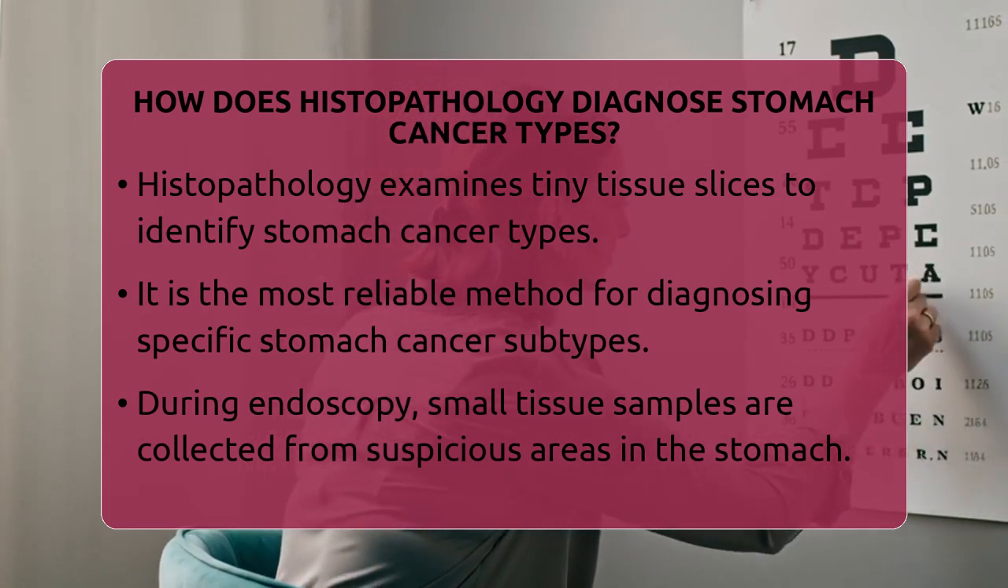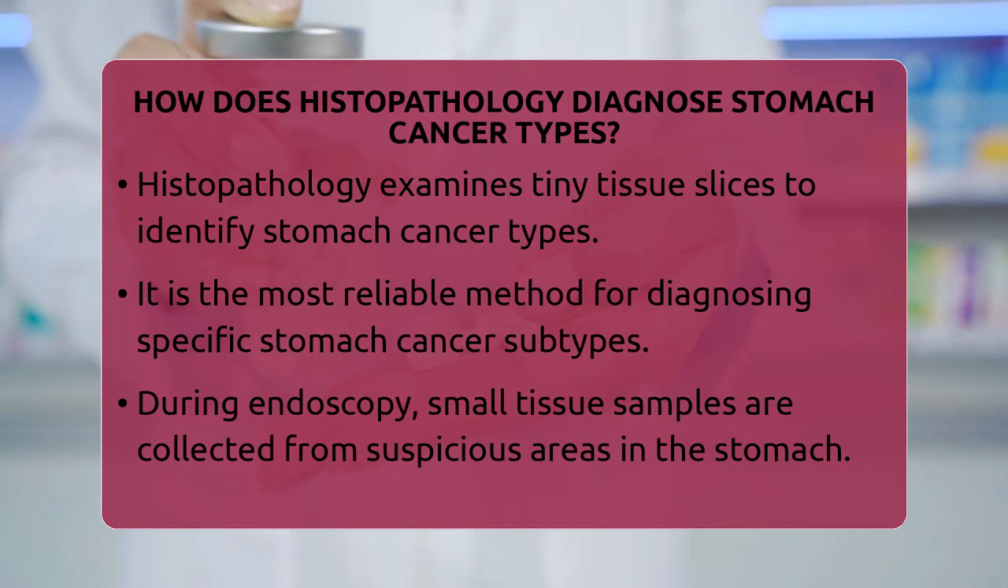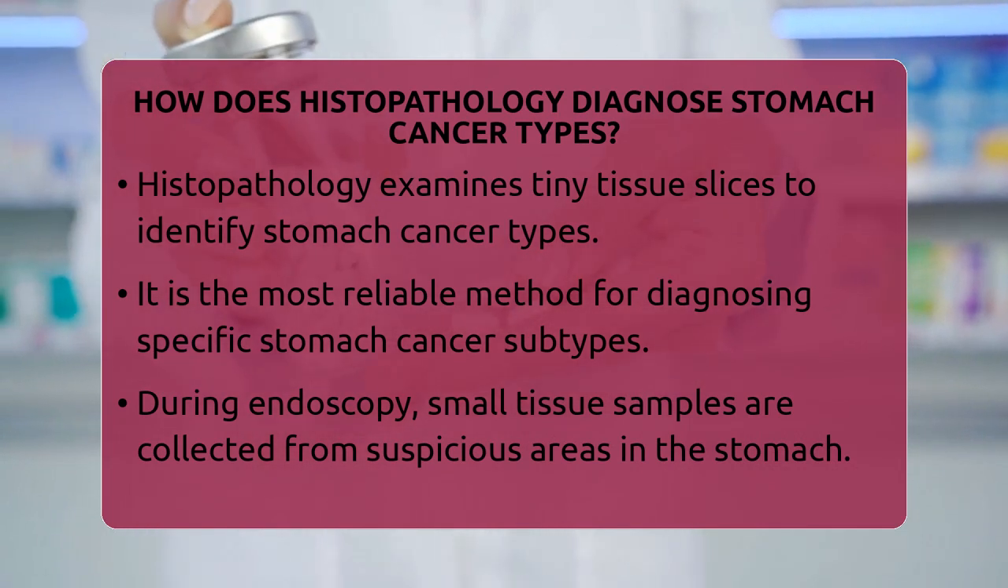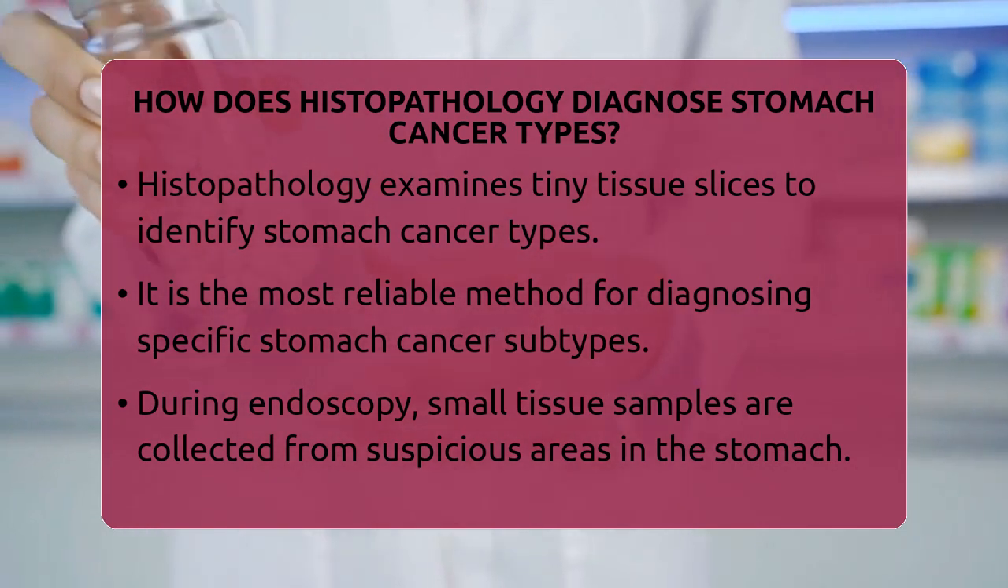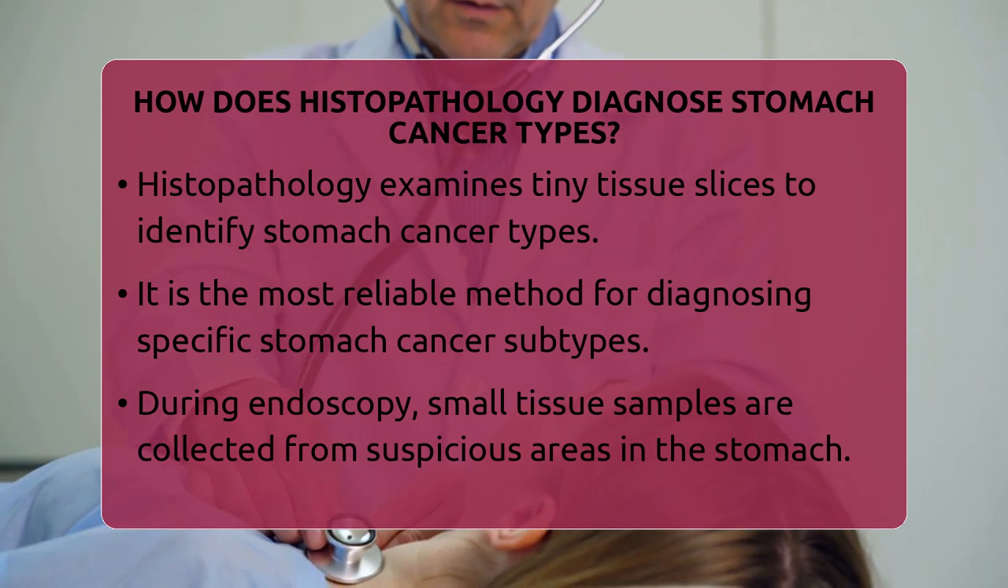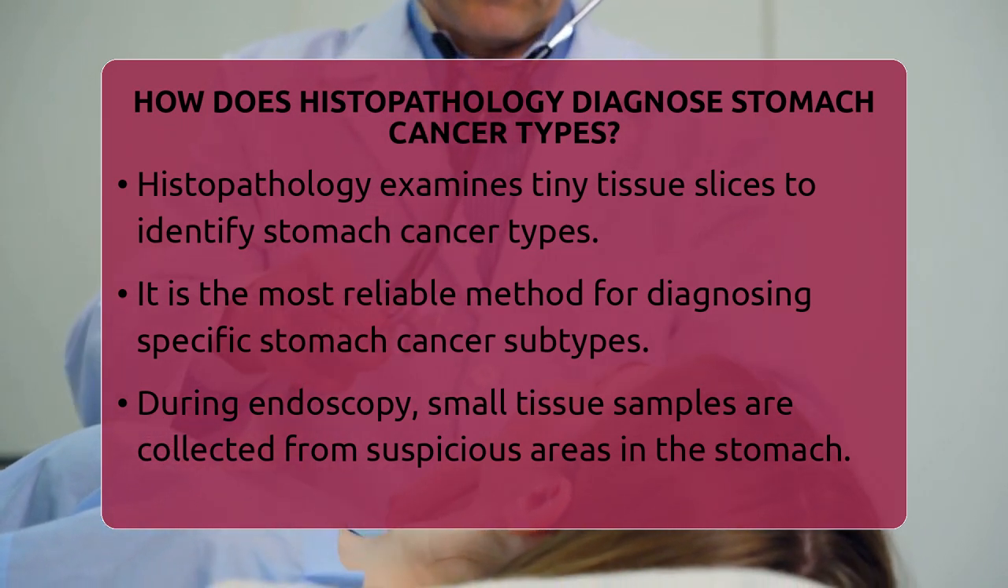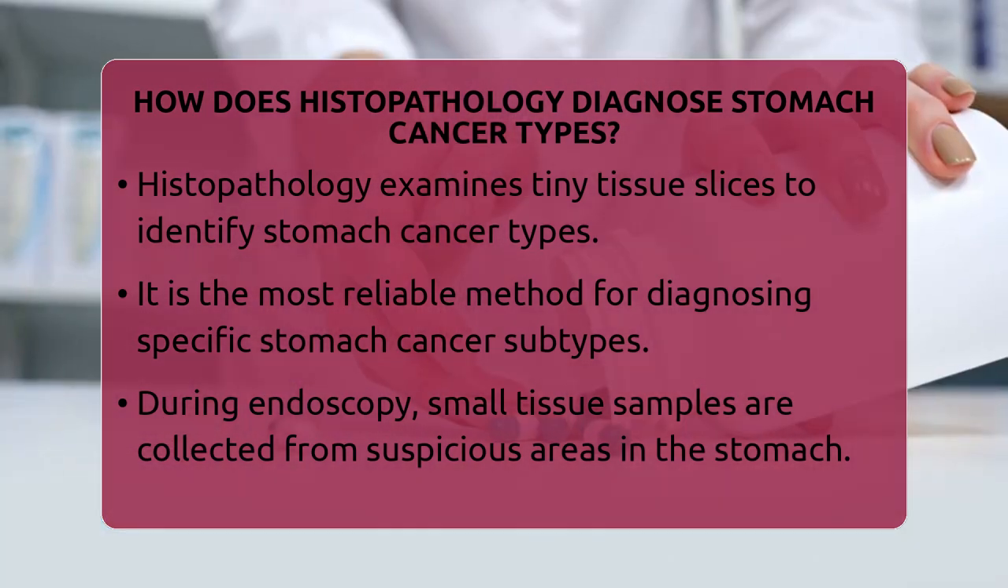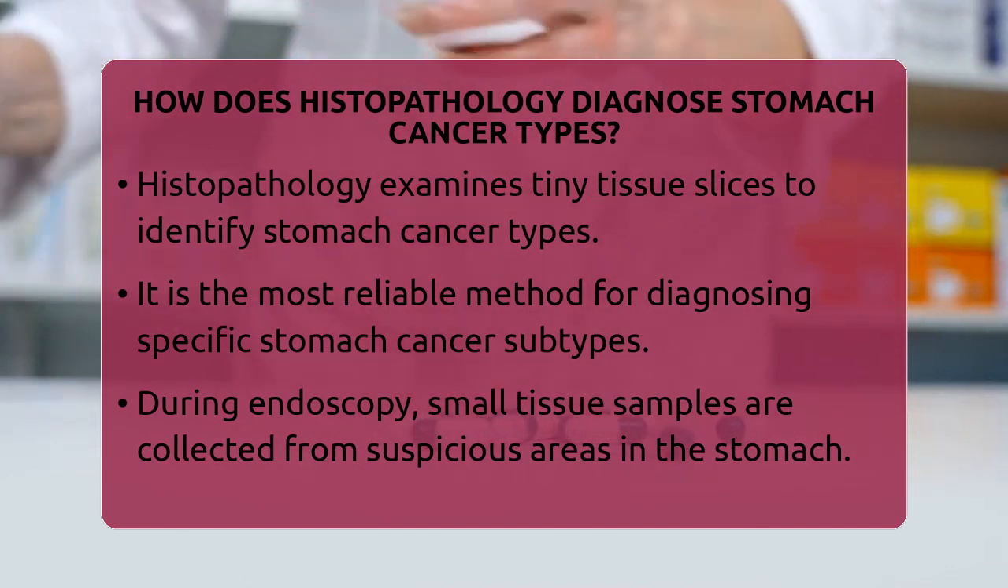When a doctor suspects stomach cancer, they often perform an endoscopy to look inside the stomach. During this procedure, small tissue samples are taken from suspicious areas. These samples are then sent to a pathology lab for detailed examination.